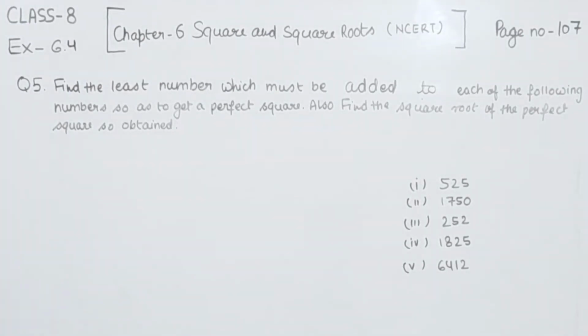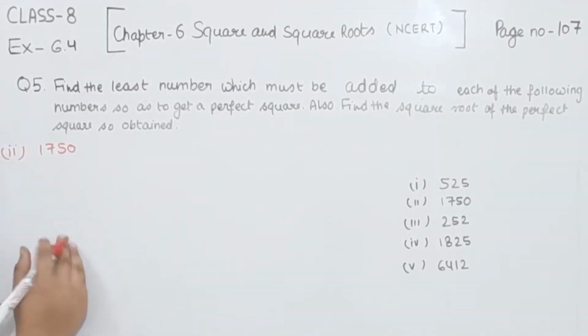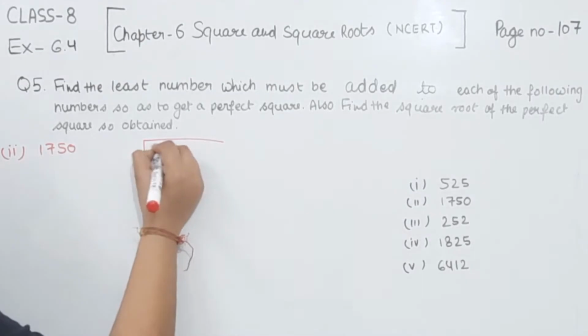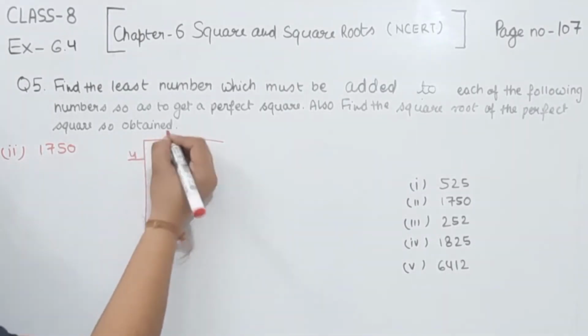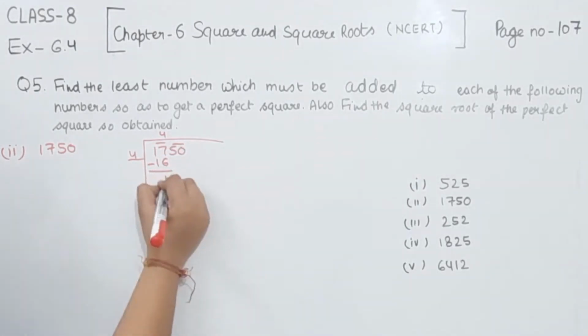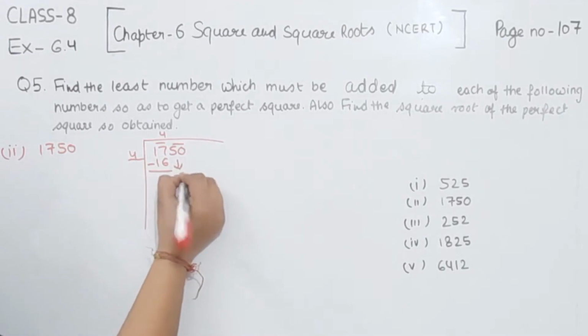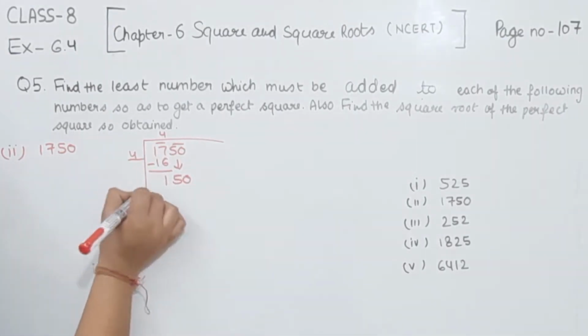Now comes to the part 2. The number we are having is 1750. So first of all, we will write here, we are having 2 pairs. So 4 4s are 16. We are having 5 5s are 25, which is greater than 17. So the remainder we are having 1 and the pair we are going to take, then the number will be 150.